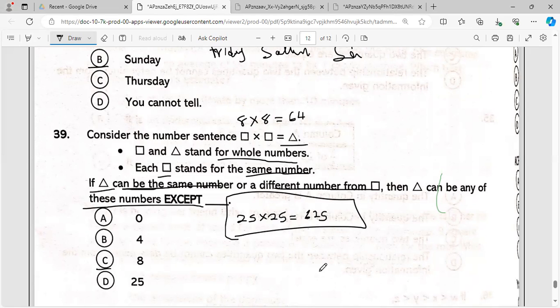Yes, sir. I'm trying to make sense of this, but I'm not seeing. Consider the number sentence. We know the square is supposed to be the same number, right? And it says the square and the triangle stand for whole numbers. We get that. If the square stands for the same number, we get that also. If the triangle can be the same number, it can be the same as the square.